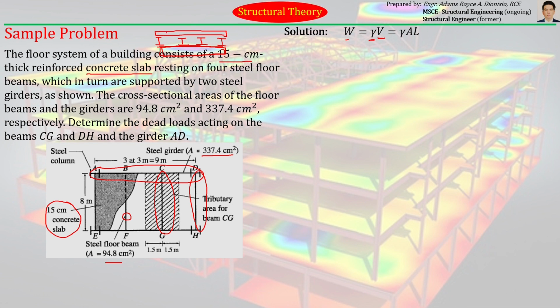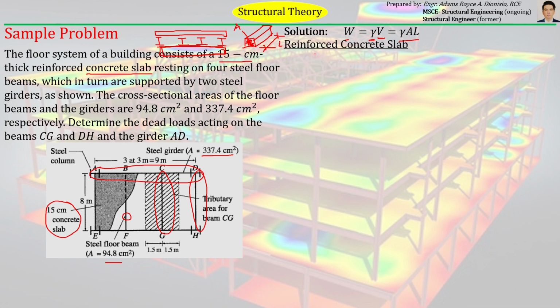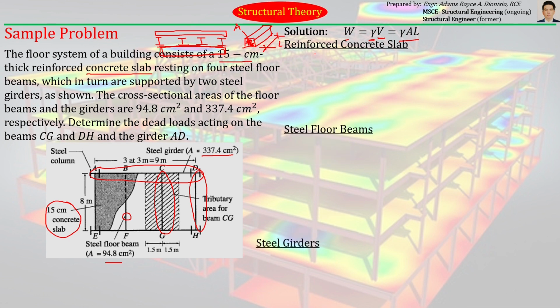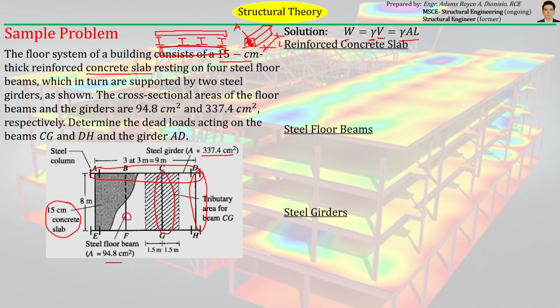Okay, but if ever the member is prismatic, meaning the cross-sectional area is constant all throughout the length of the member, we can transform the formula for volume into simply the product of the cross-sectional area times the length. Okay, so we can use this formula for finding the total weight of each member that we are talking about here. So we have several materials here. The first one is reinforced concrete slab. The next one is steel floor beams. And lastly, the steel girders. So these are the sources of dead loads for this structure.